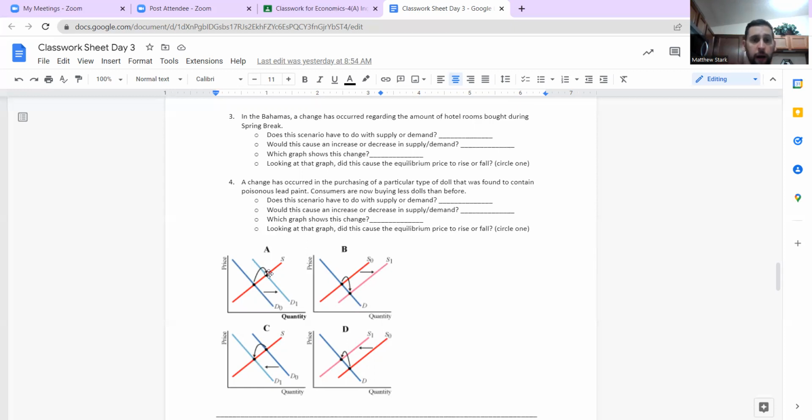And then number 4, a change has occurred in the purchasing of a type of doll that has lead paint, which is poisonous. Consumers are now buying fewer dolls than before. Again, you hear consumers buying, you should think demand. And as you can imagine, demand would decrease. Matter of fact, in reality, they would take those dolls off the shelves and discontinue them. But for the sake of the question, demand would decrease. So we're looking at graph C. Left is less, and demand goes down. As you can see, the equilibrium price goes down as well.